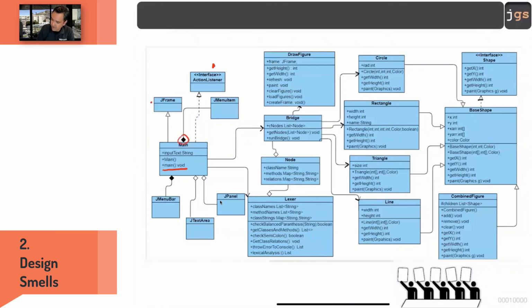All these diamonds are suspicious. All those diamonds can be used associations. They do not need to be diamonds, but okay, it's just something that can be refactored. And then the other connections. The other connections are with Lexer and with Bridge.